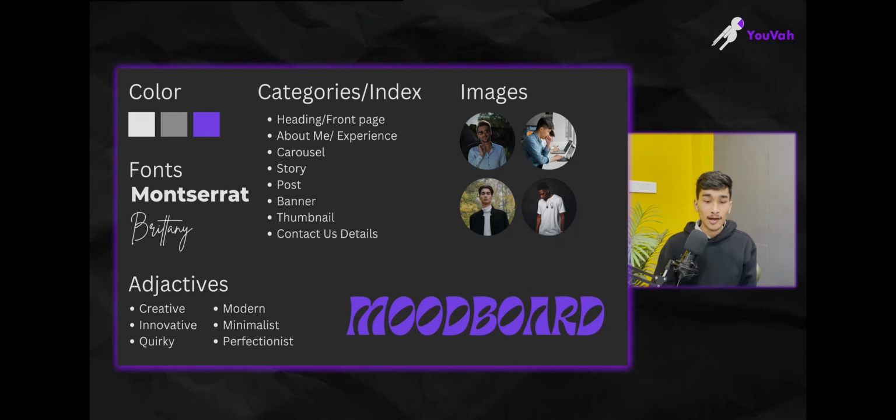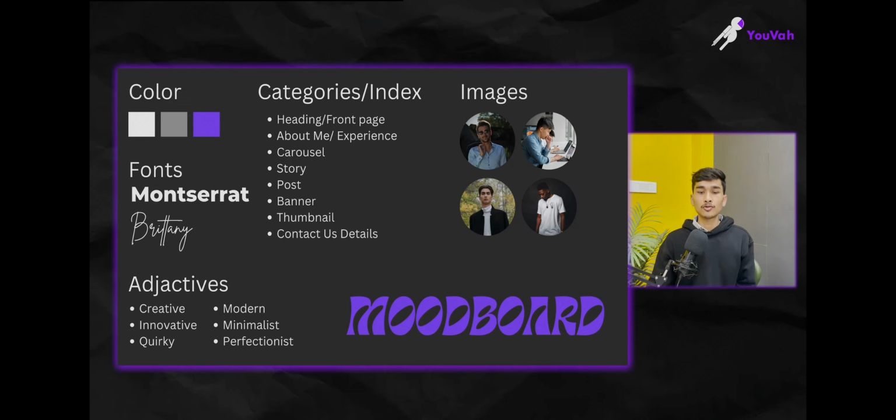All right, now adjectives. It is very important what kind of words that brand or you associate yourself with, whether you are creative, innovative, modern, minimalistic, perfectionistic, quirky, casual, formal, semi-formal, all these words. Pick a single word, and on the basis of that word design your whole mood board. See, your mood board should give a vibe of the word you are using.